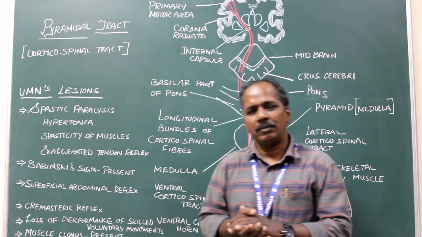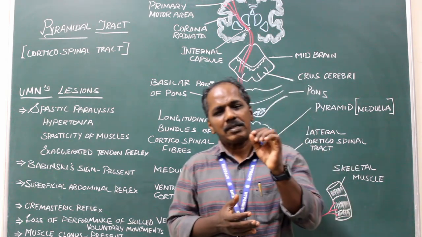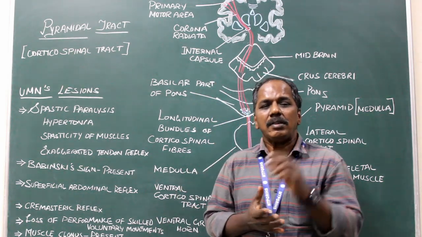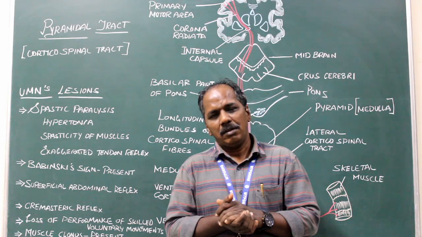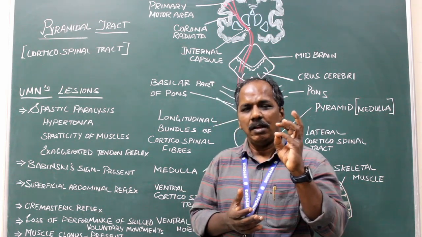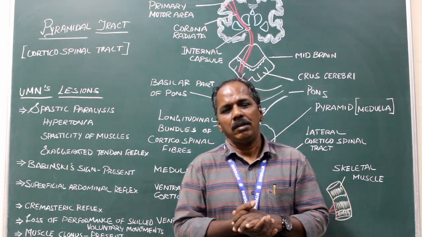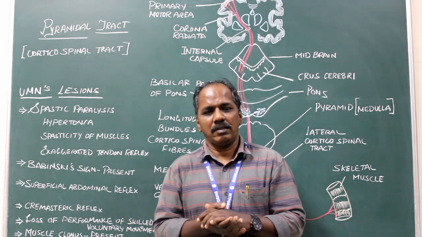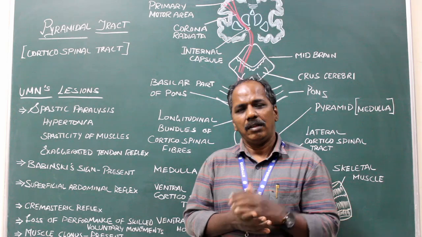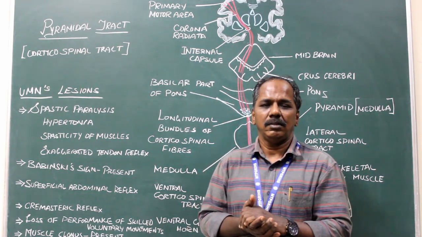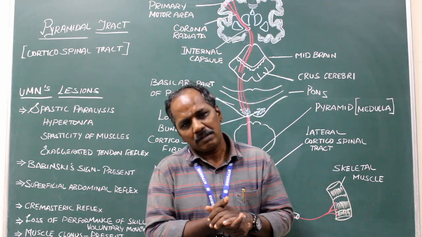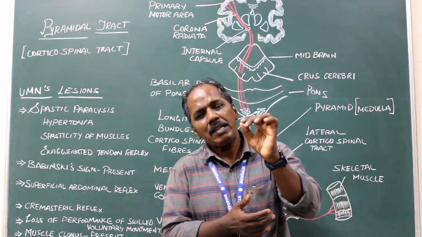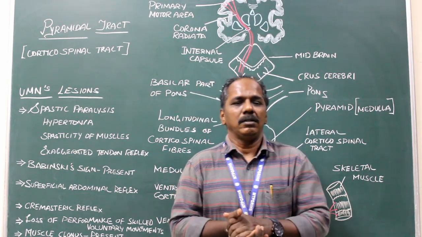Pyramidal system. Pyramidal system is the main voluntary motor pathway. It consists of two neurons, upper motor neuron and lower motor neuron. The upper motor neuron lies in the cerebral cortex. The lower motor neurons are motor nuclei of the cranial nerves and motor neurons present in the anterior horn cells of the spinal cord.